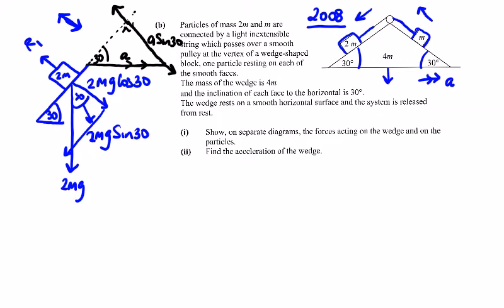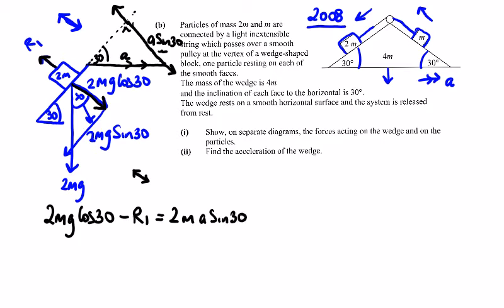And from that we can say, well, we are coming down this way, opposing R1. So we have 2mg cos 30 minus R1. That's what's going on in this direction, and that's equal to mass times A, and the mass is 2m, and we said A was going to be this A sine 30. So that's that one. Let's look at m next.